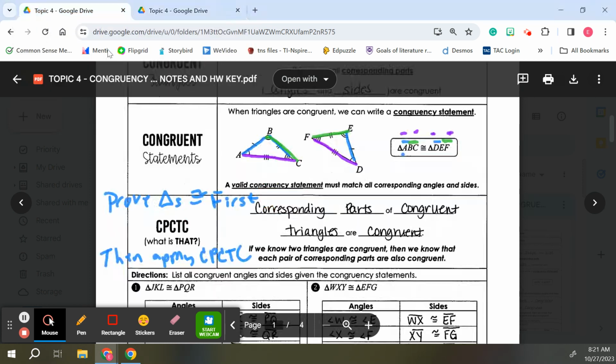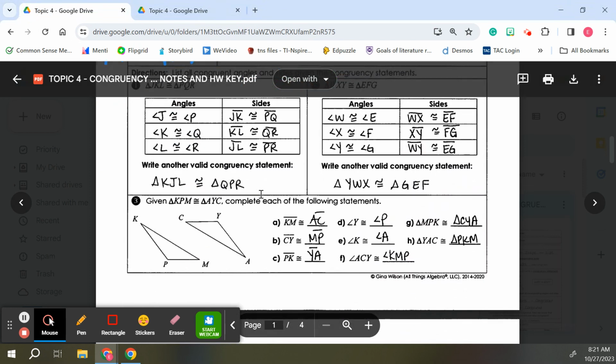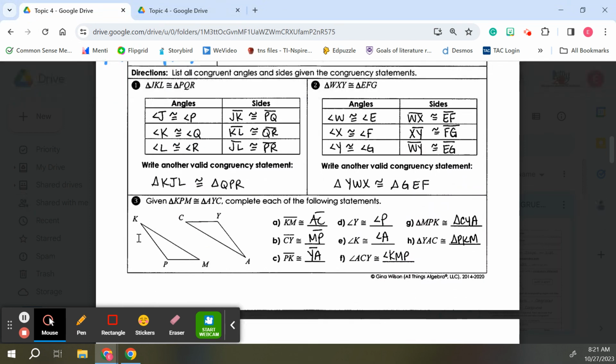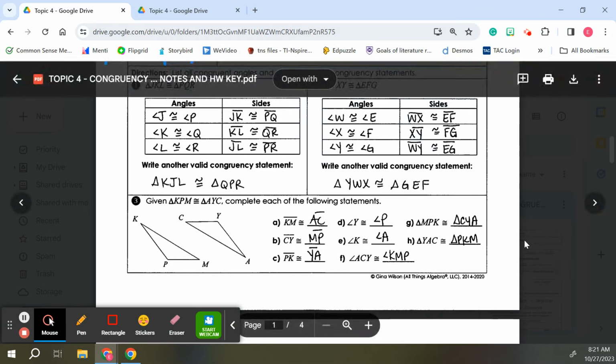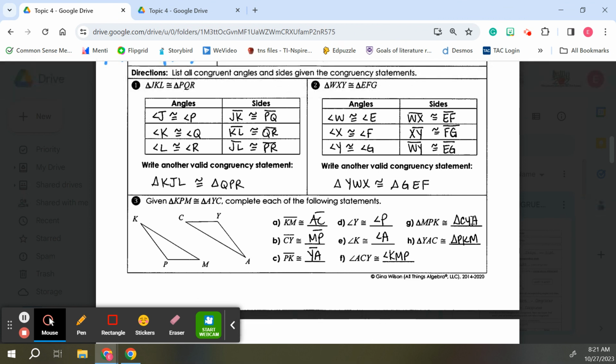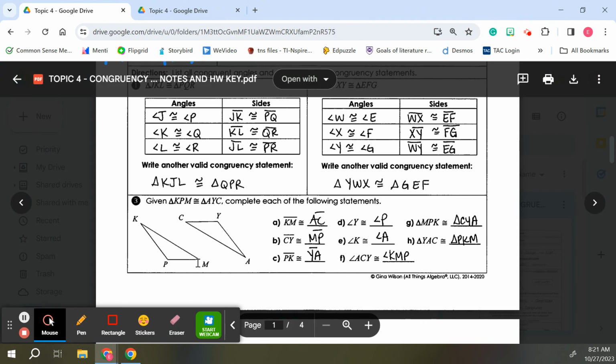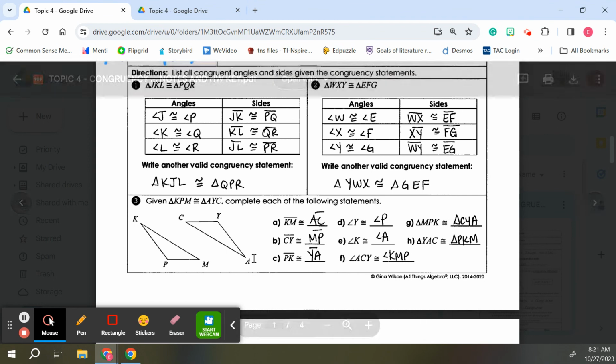Okay, let's take a peek at these. So here is 2 and here is 3. Check those out. Guys, check them out. Now, the naming of the triangles, if you look right here, they were very specific with the naming, okay? That means if MPK, we're talking about MP to K, this has to line up as CYA. There's no ifs, ands, or buts about that, okay?